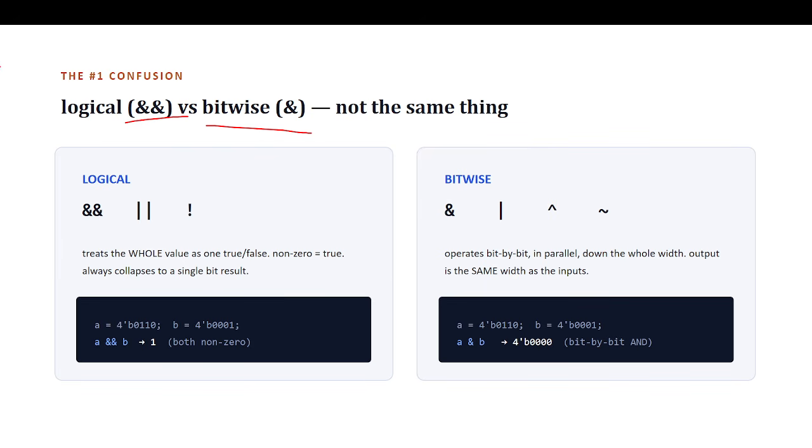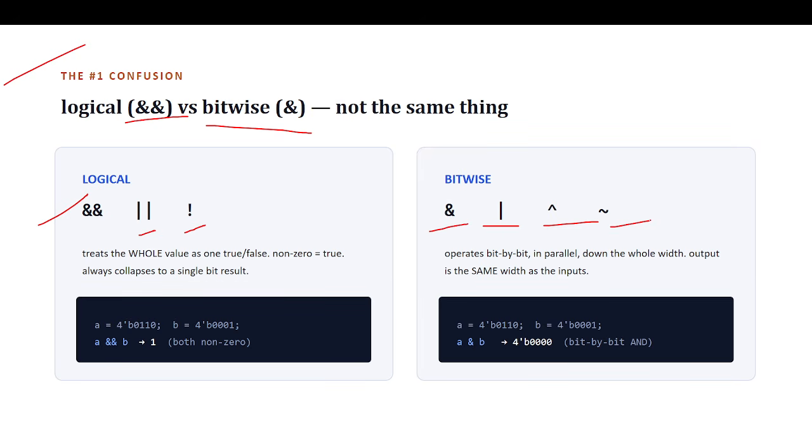On the left we have logical operators. Notice that double and looks almost identical to single and. The only difference is that one symbol is doubled and the other is single. But their behavior is completely different and this difference matters enormously in hardware design. We have other logical operators too. On the right hand side, we have bitwise operators: and, or, tilde.